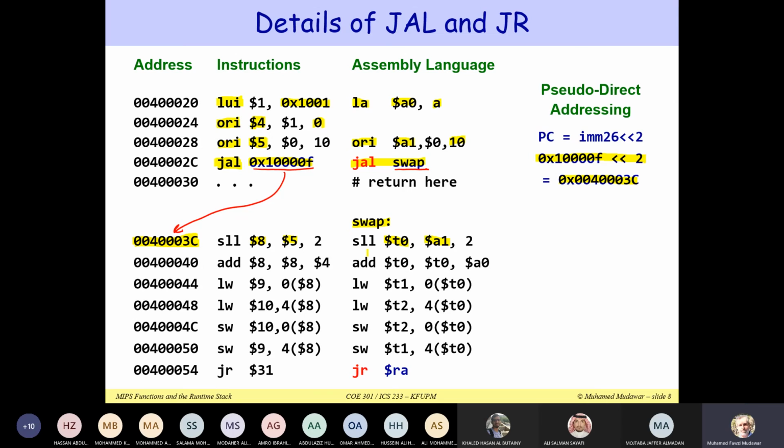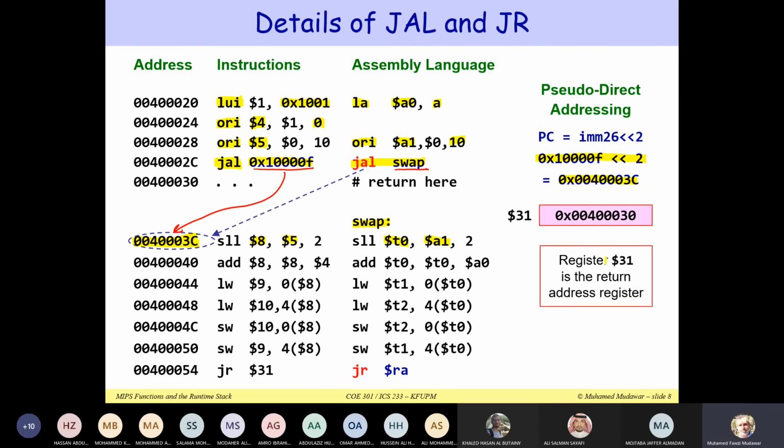Now, once we have the address, it's going to jump to the first instruction that exists inside the swap function. But at the same time, it's going to link. It's going to store the return address. So the jump will go here. And at the same time, it's going to link. Now, the link means this address here.